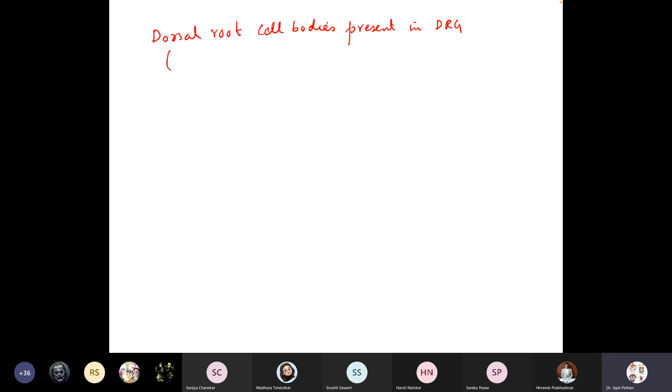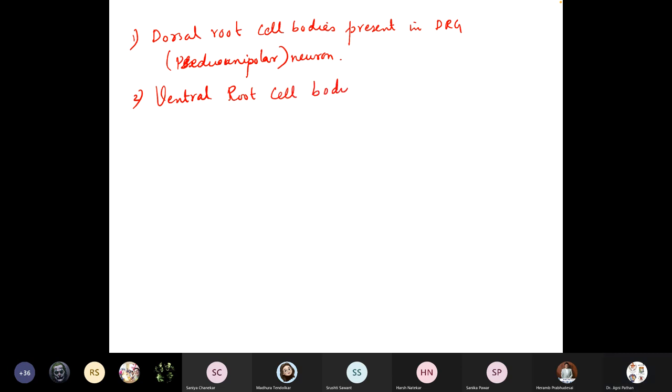Which type of cells are present? Pseudo unipolar neurons. Very important. Do you remember we studied pseudo unipolar neurons? There I mentioned pseudo unipolar neurons are present in the dorsal root of the spinal cord. Do you remember in which chapter we studied this? Structural organization in the nervous tissue. Very good. Cell bodies are present in the gray matter of the spinal cord.